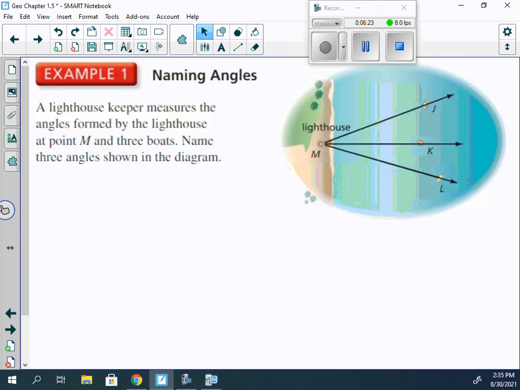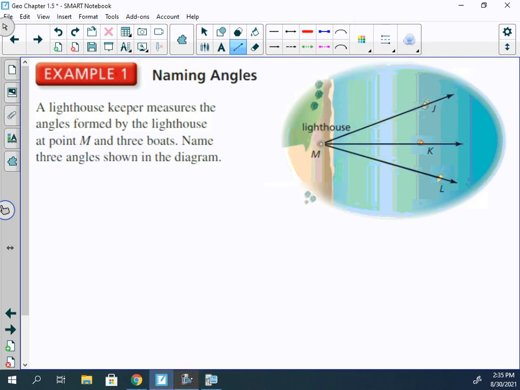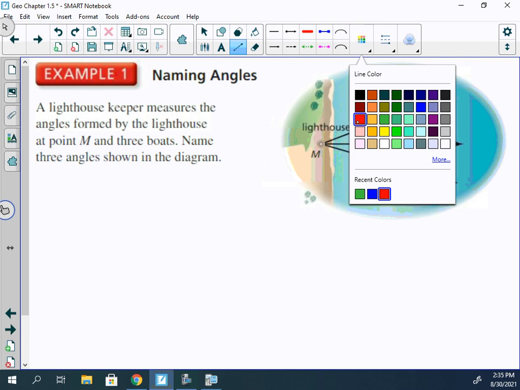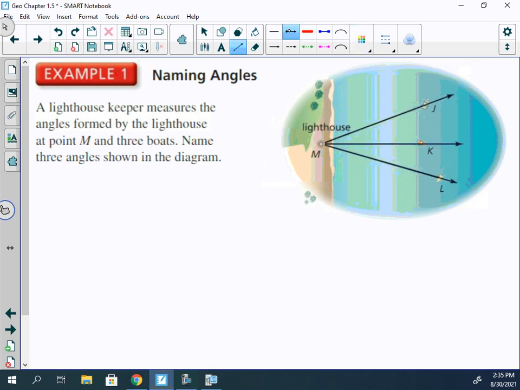Yes? Okay. Let's look at this first example of naming angles. A lighthouse keeper measures the angles formed by the lighthouse at point M in 3 boats. Name 3 angles in the diagram. So this here would be one of the rays that make up an angle, yes?